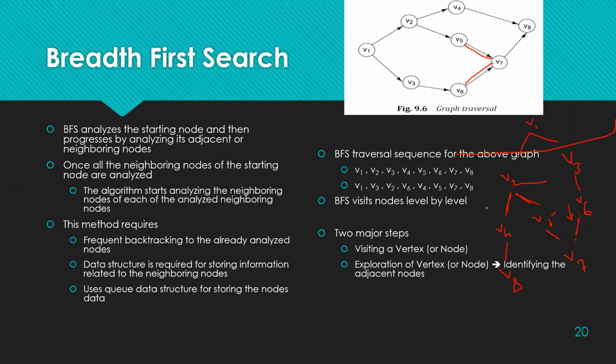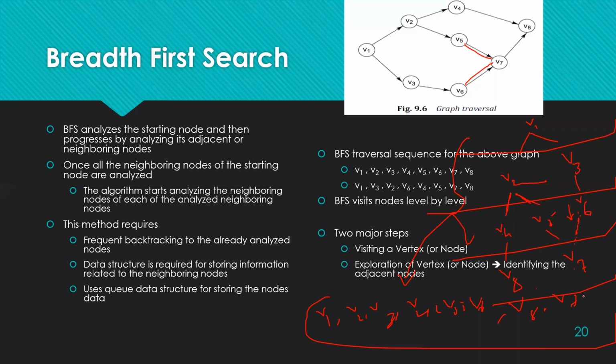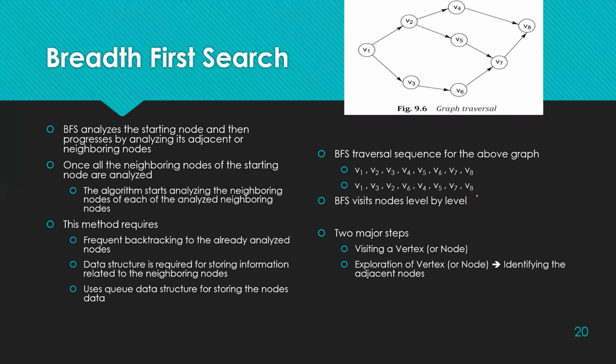So for this one, you write all these nodes. If I consider this one, what will be the sequence? V1 first, then V2, V3, then V4, V5, V6, and the last level, V8, V7. So this is another sequence, and you can see that it is different from the other two. It depends on how you represent it. So this is what we have for BFS implementation.